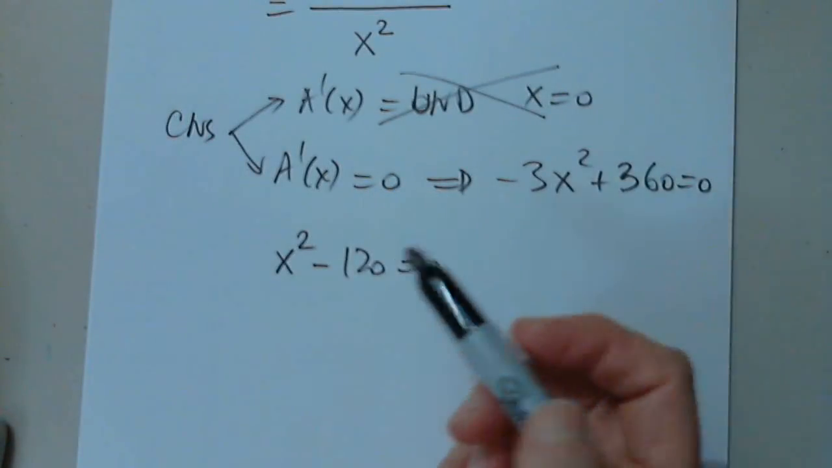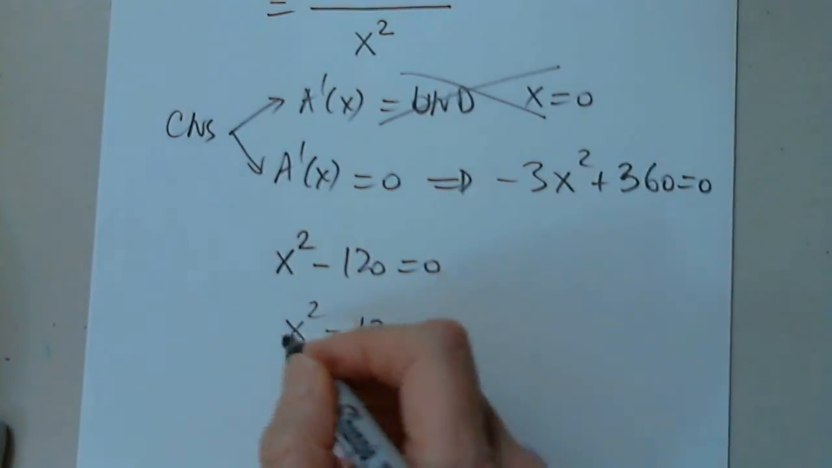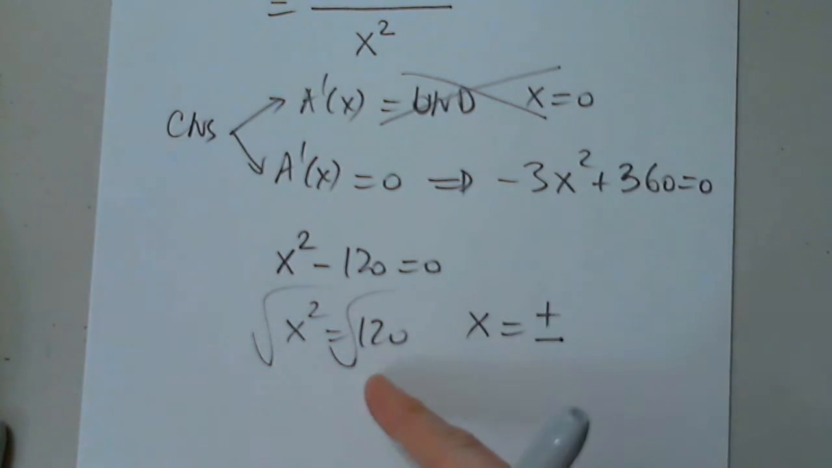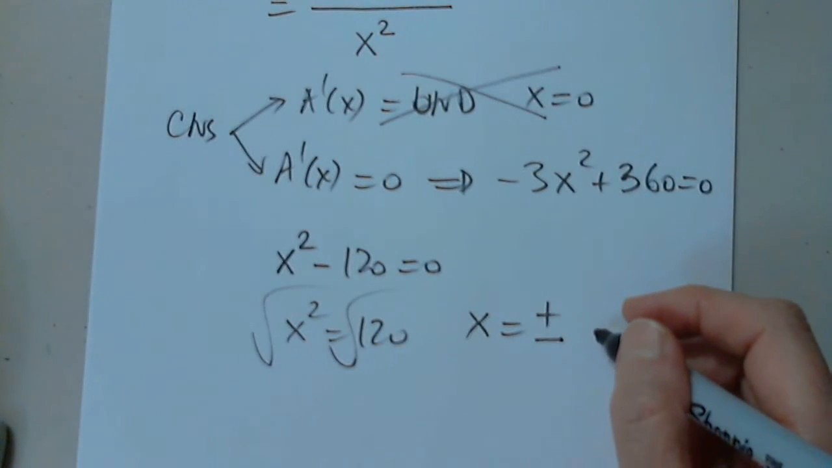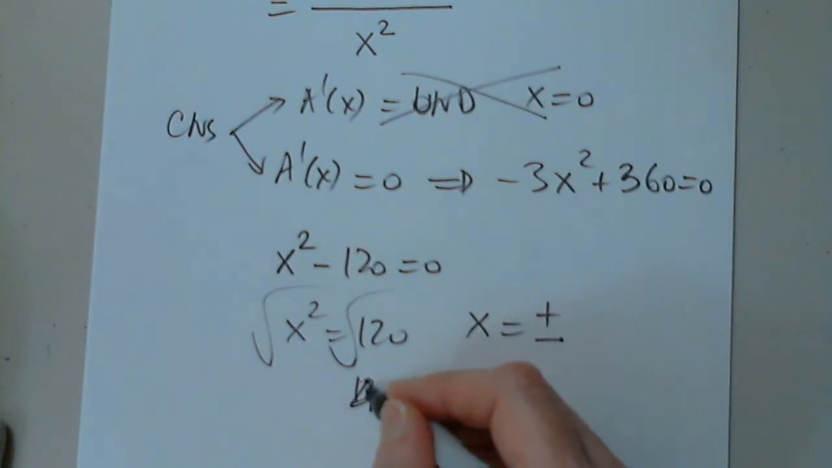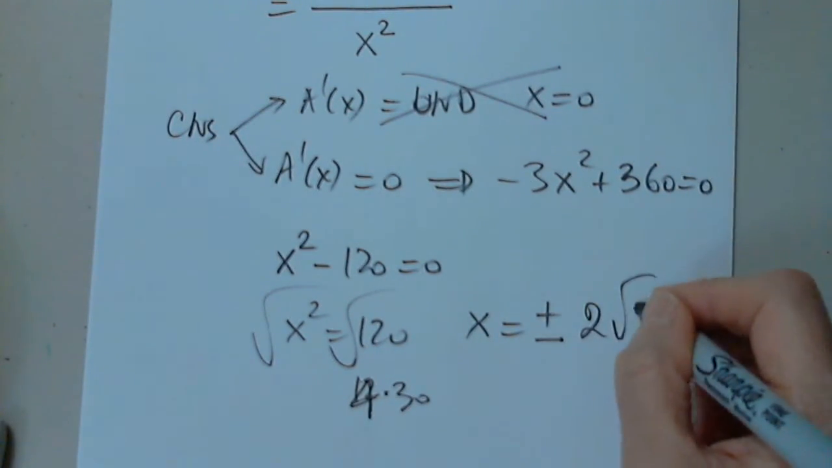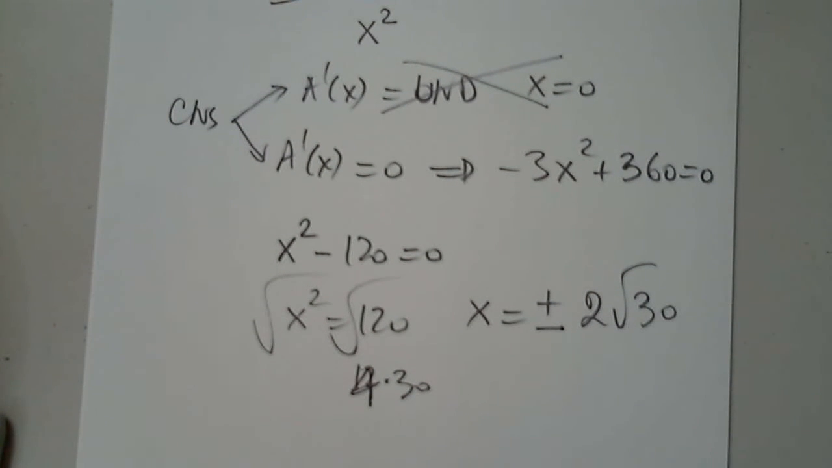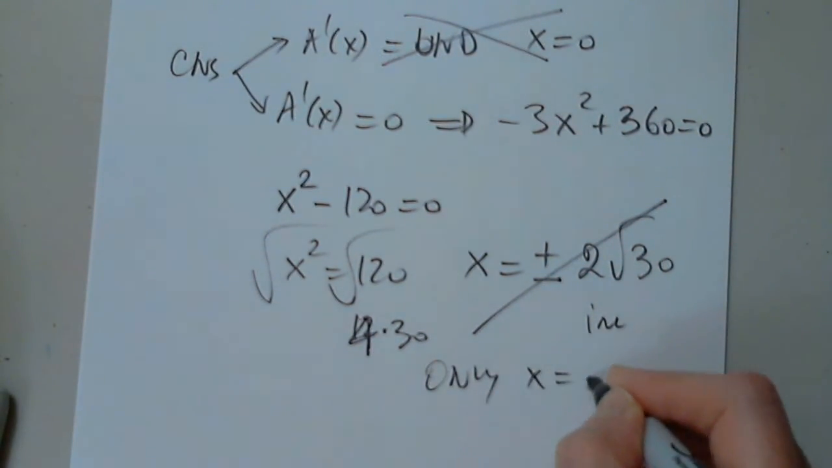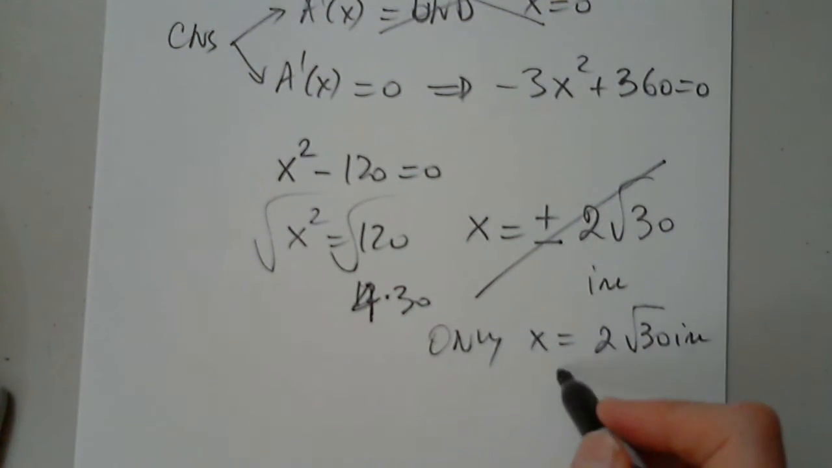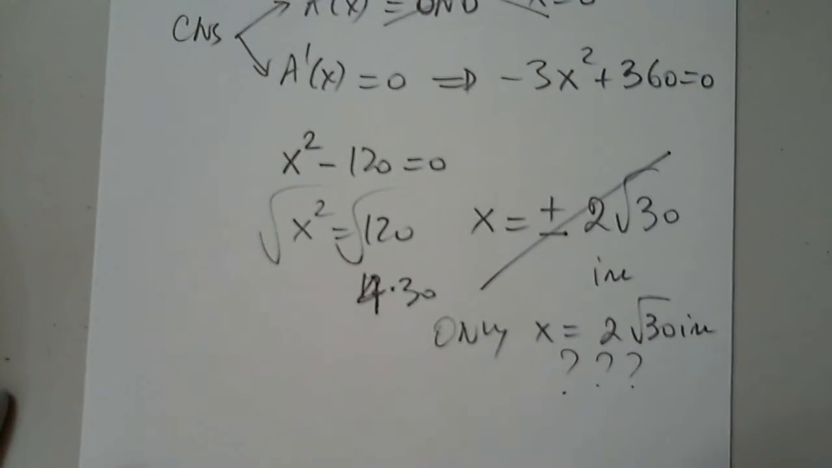One option will be this, and take the square root. Then I get x equals plus or minus. So this is 4 times 30, right? So 2 the square root of 30. And the measurement unit was inches. And you can say, no, only x equals 2 the square root of 30 inches. We cannot have negative. But I have no idea what this gives. Who knows?